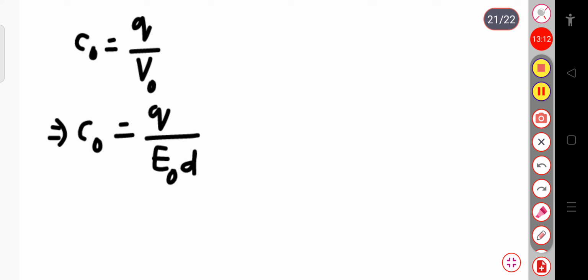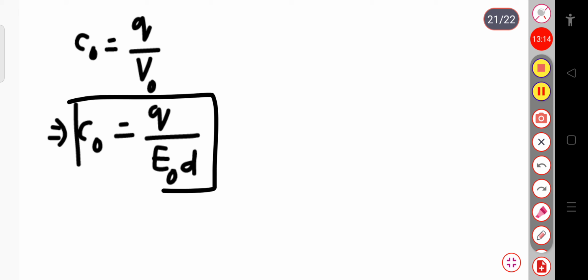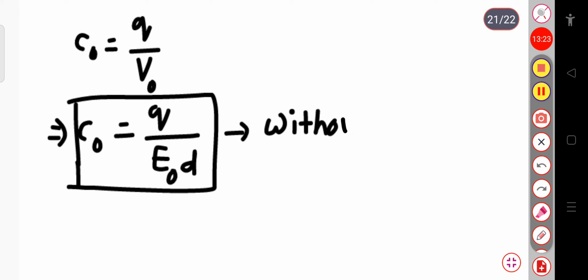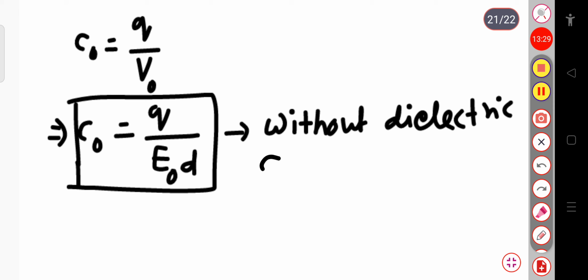This is the capacity of a capacitor without dielectric.